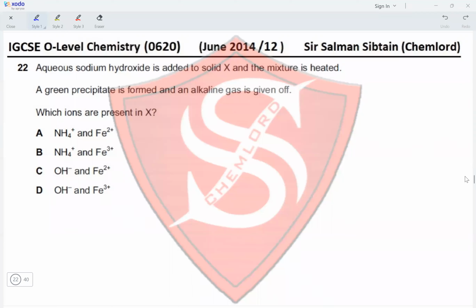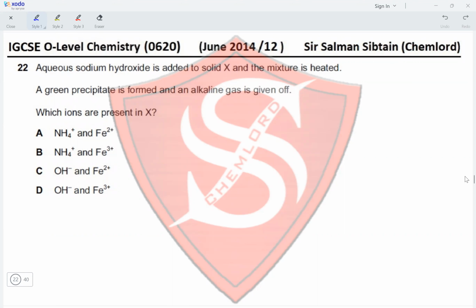Question 22. Aqueous sodium hydroxide is added to solid X and the mixture is heated. A green precipitate is formed and an alkaline gas is given off. Which ions are present in X? So let's repeat what the question says. Aqueous sodium hydroxide is added to solid X and the mixture is heated. A green precipitate is formed and the alkaline gas is given off.